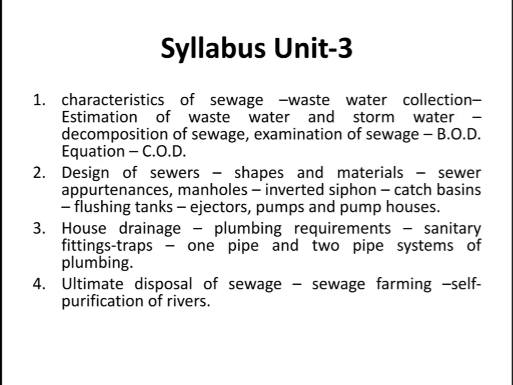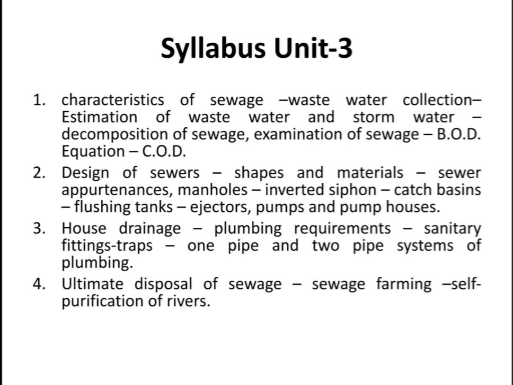In this unit also, the wastewater from one place to another we have to convey through channels. Those channels are called sewers. Like the channel or pipeline which is used to convey water is called a pipeline, the channel or pipeline which is used to convey wastewater is called a sewer. So the design of sewers, different shapes, materials used for sewers, and sewer appurtenances will be there: manholes, siphons, catch basins, flushing tanks, ejectors, pump houses. These are all the different types of sewer appurtenances. All those things we will study here.